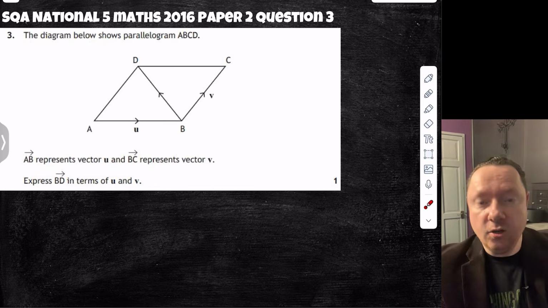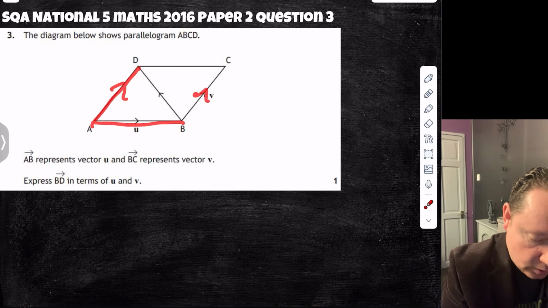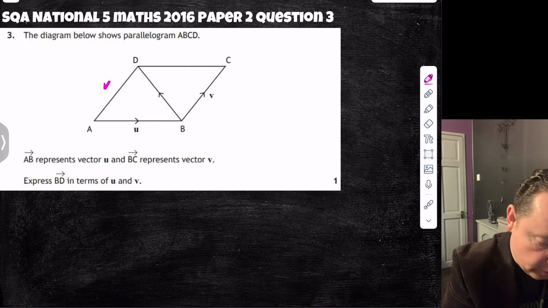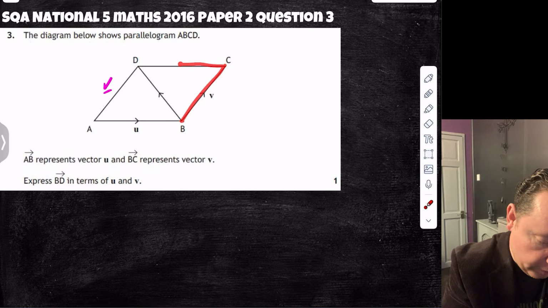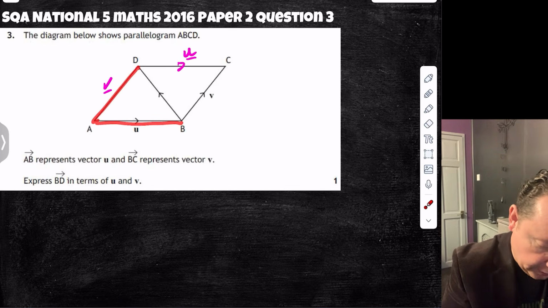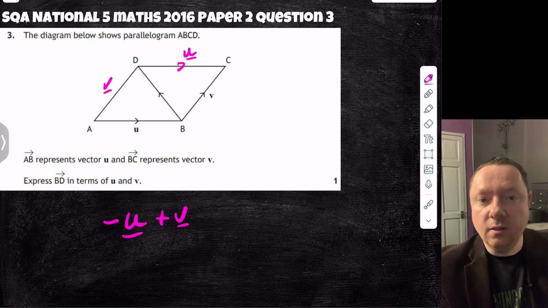But we can take any route we want, remember? So we can either go along here and then up there. So what would that one be? The same as that one, because it's the same size and direction. So I'll note that's V. Or you could go along here and along there. And that one would be the same as this one, but the opposite direction. So that direction there would be U. So let me just go this way. Minus U plus V. Done. Minus U plus V. Or you could have written V minus U. Same idea. There you go.